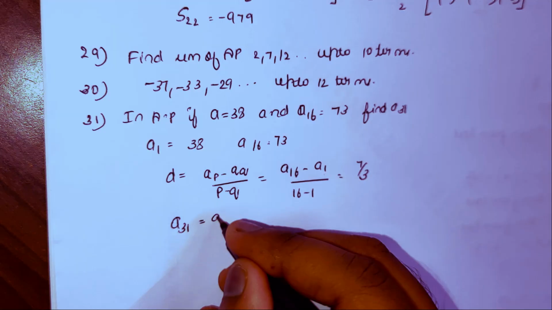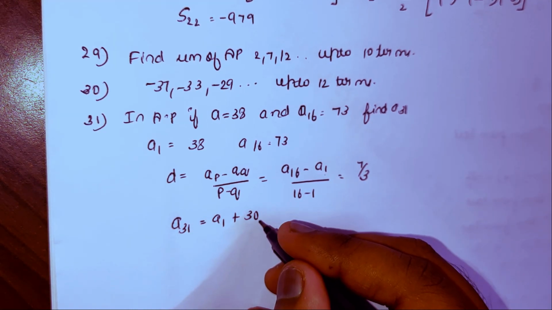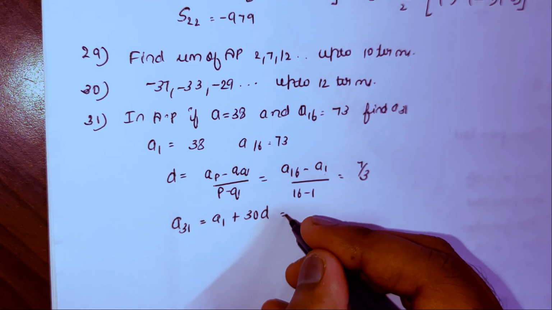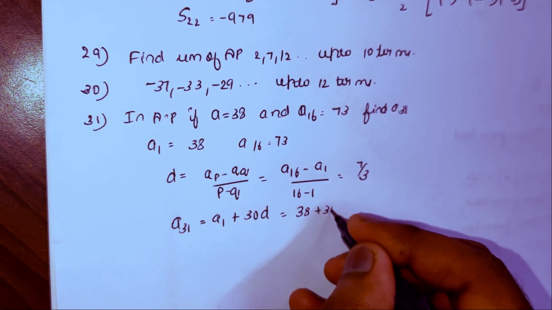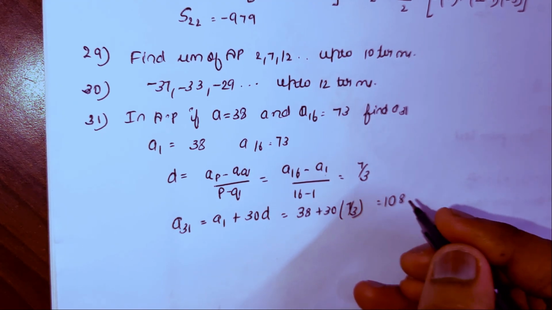A31 is equal to A1 plus (n minus 1) into d. 31 minus 1 is 30d. It becomes 38 plus 30 into 7 by 3, that is equal to 108.